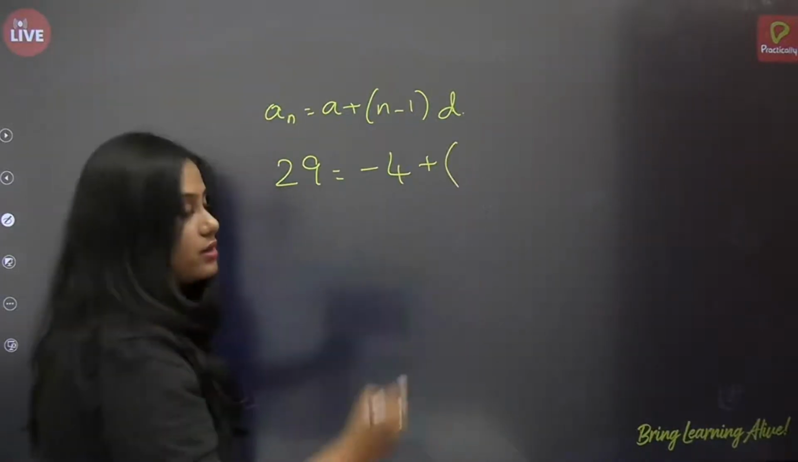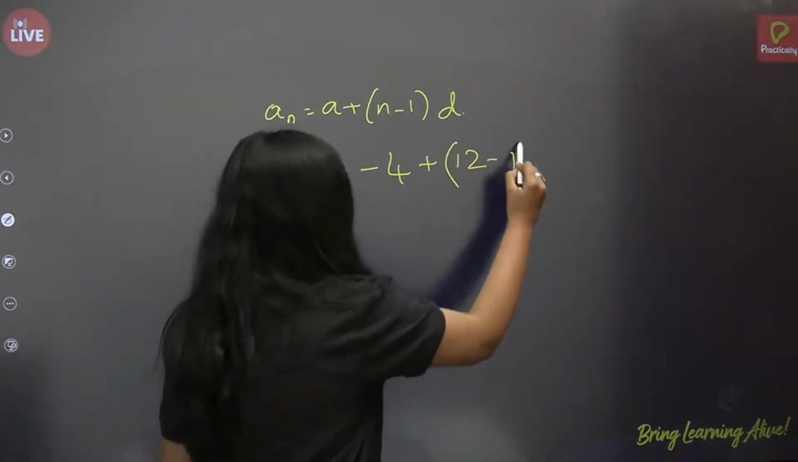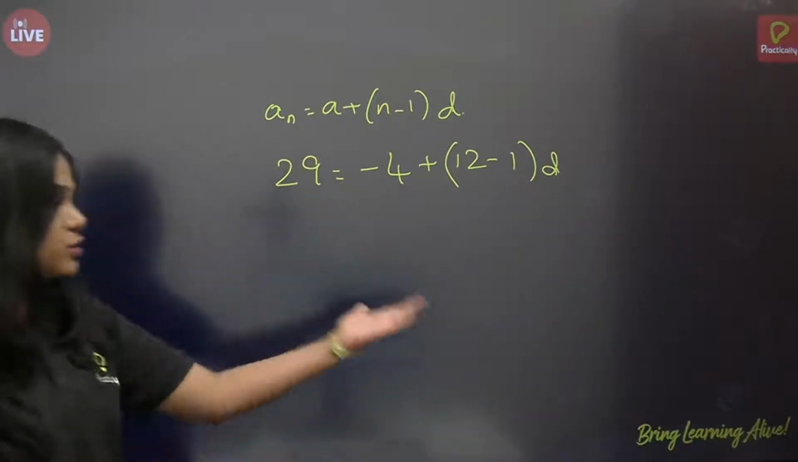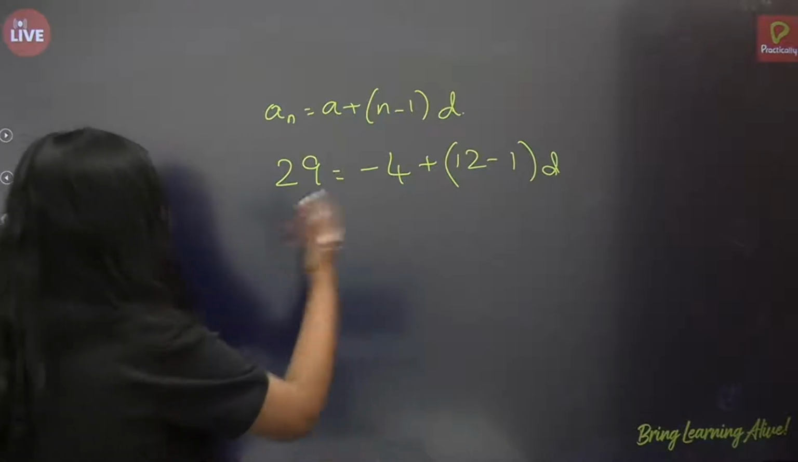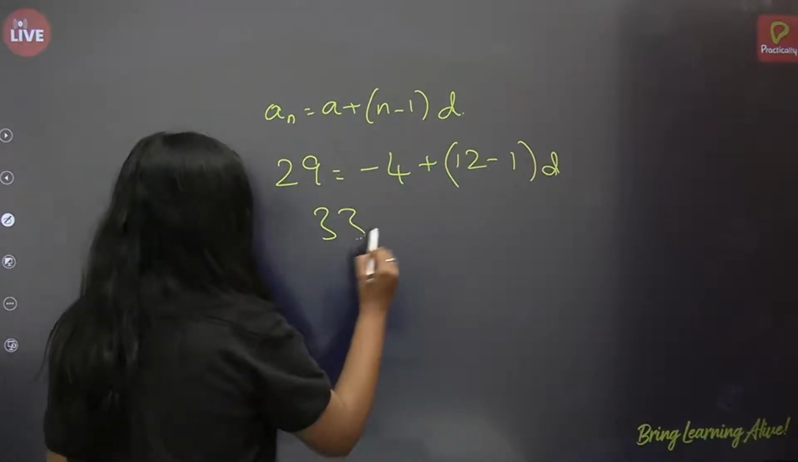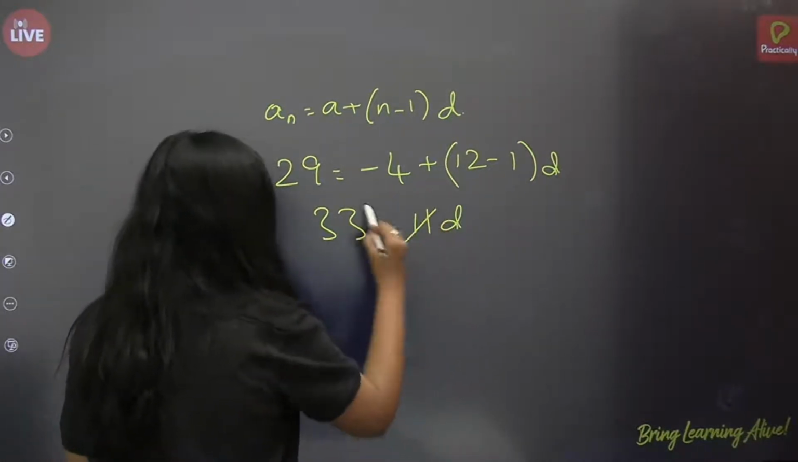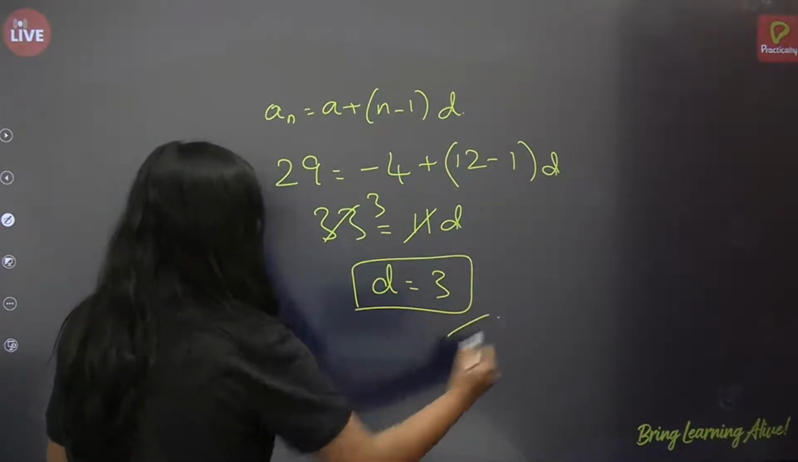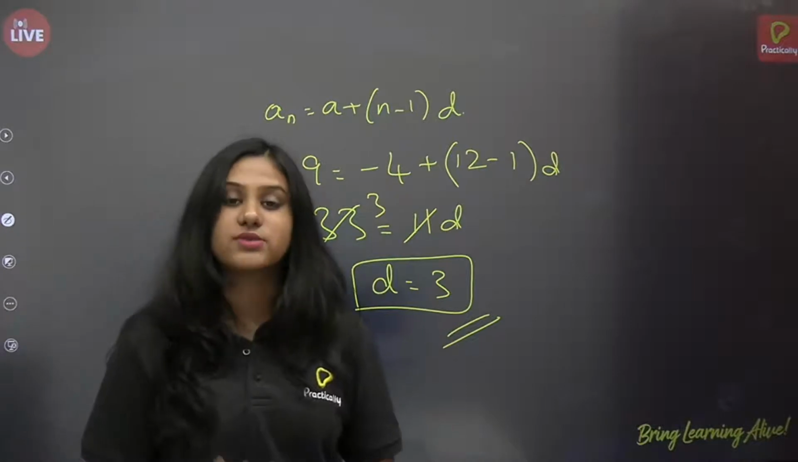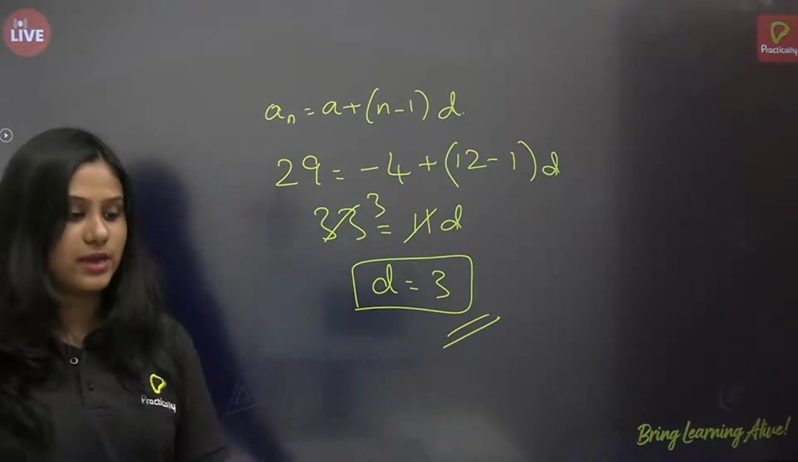What is n? 12. D we have to find. So, one equation, one variable, can we do it? Of course we can do it. So, this will be 33 equals to 11D. 11 times 3, D is nothing but 3. So, the value of the common difference is 3.